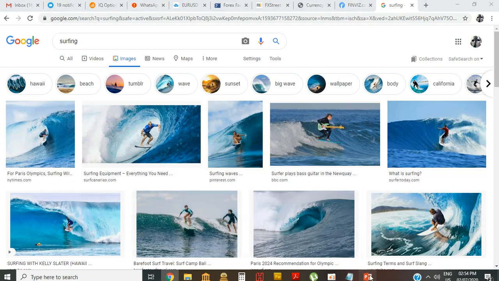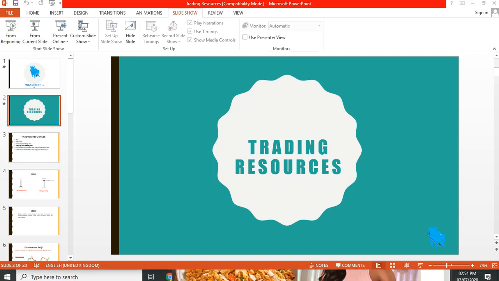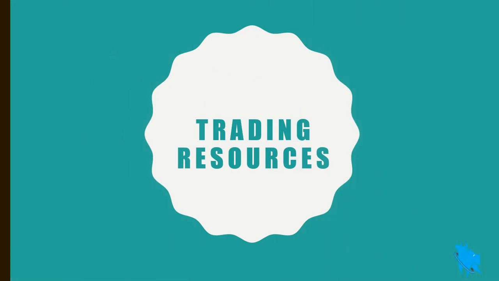So we are bringing the same concept back to forex trading, and we'll be considering the resources that you need to help to tell you the direction of the market. And then when you know the direction, you have another resource that will tell you when to jump into the market. So all of that will come under trading resources.